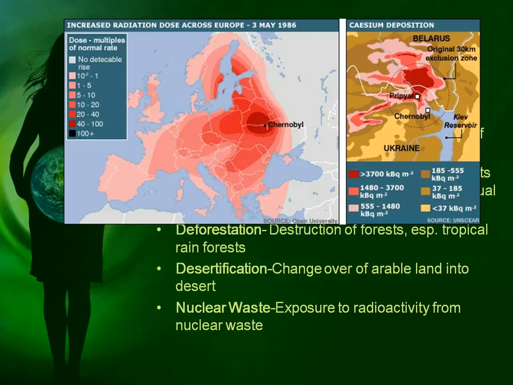Since its development, there have actually been two major nuclear accidents, one in 1986 at the Chernobyl power plant in the Soviet Union. And from this map you can see the increased radiation dose that occurred not just in Chernobyl, which is still to this day unlivable, but hundreds of miles away you can see the impact of the radiation. In 2011 there was yet another.